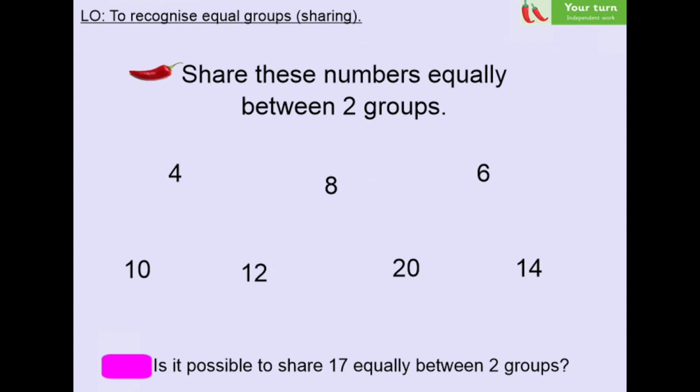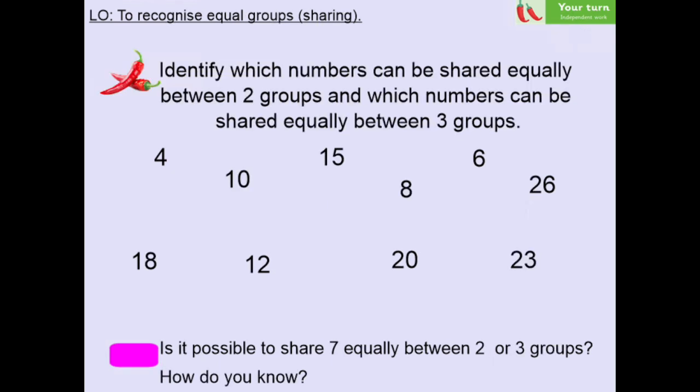Okay, Year 2, now it's your turn. Here is Chilli Challenge 1. You're going to see if you can share these numbers equally between 2 groups. You can do these numbers in any order. And then there's a pink for think at the bottom. Is it possible to share 17 equally between two groups? See if you can work out why.